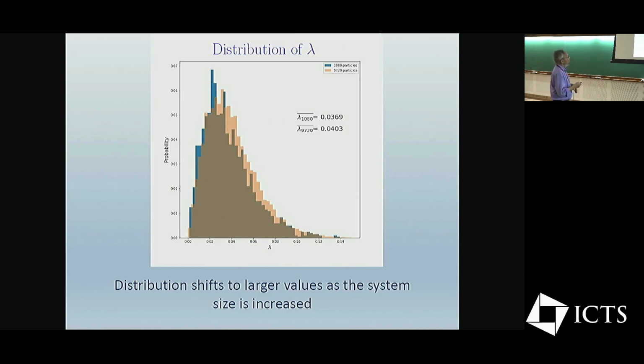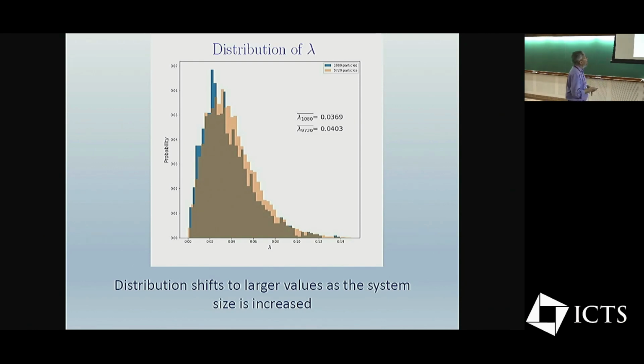And in particular, as I go to a bigger system, the average value increases by a small amount. So this suggests that if we go to still bigger systems, there will be a positive average value of lambda where the distribution peaks, which is certainly different from zero. And so this kind of anisotropy, you expect that to persist even in a big system.